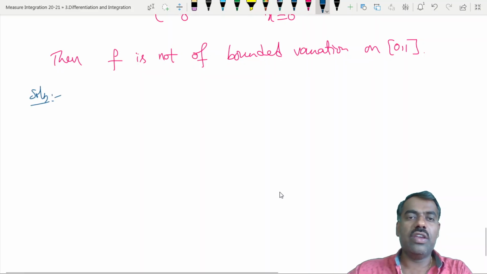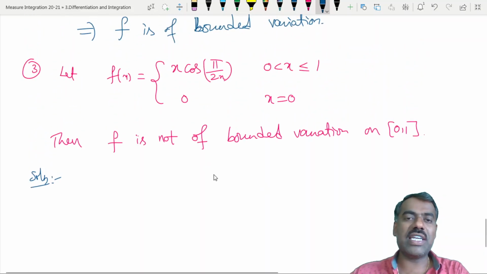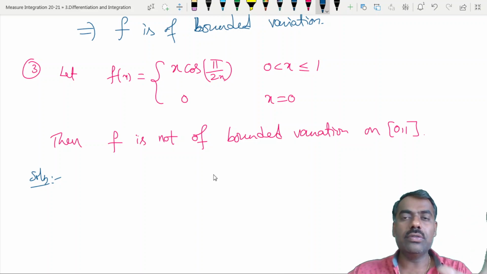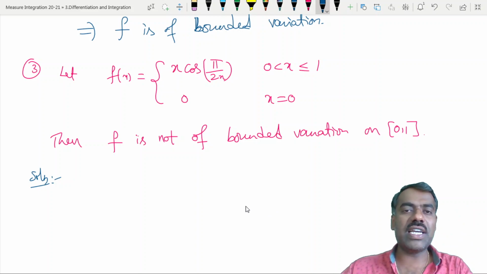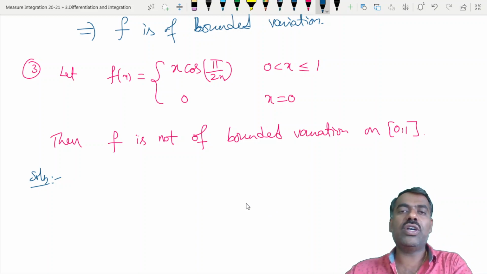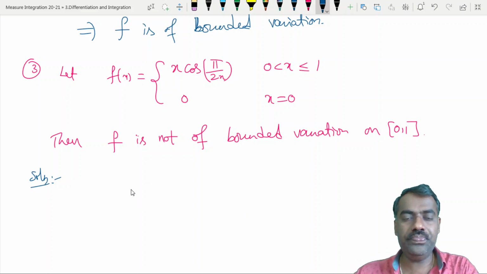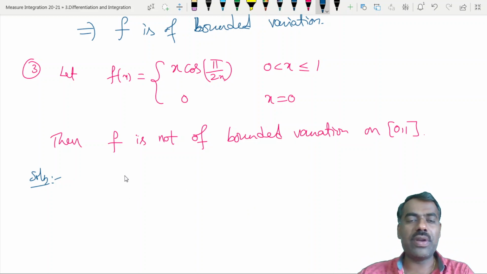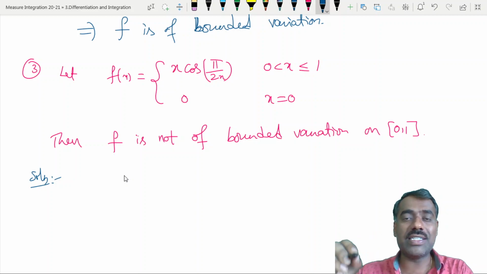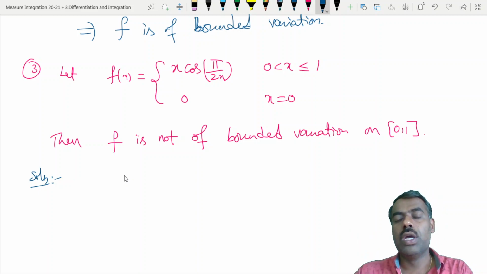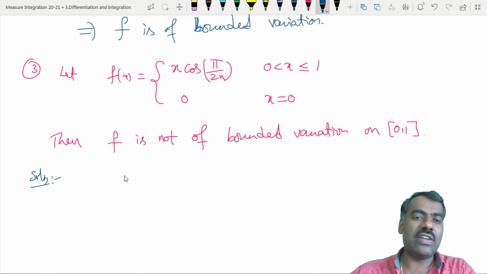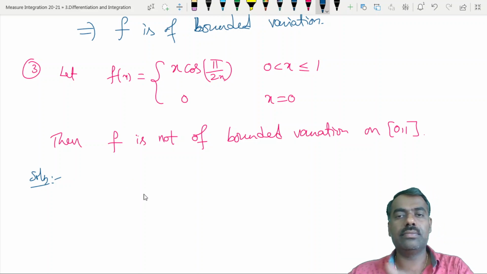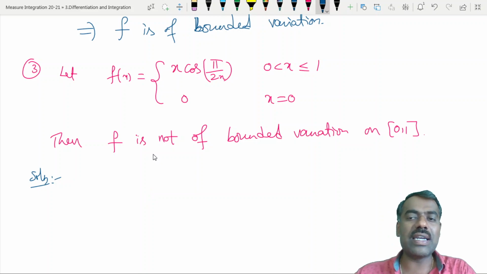If at all we want to show that something is not of bounded variation, you try to take some particular type of partition and find that variation, and see whether it is not a finite value. Okay, then we are done, that it is not of bounded variation. So whenever you want to show that something is not of bounded variation, then for a particular type of partition, show that that small t, whatever we are talking about, is not a finite value, when taking that suitable partition.